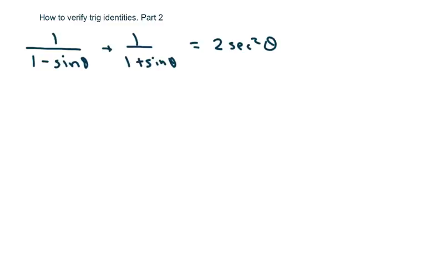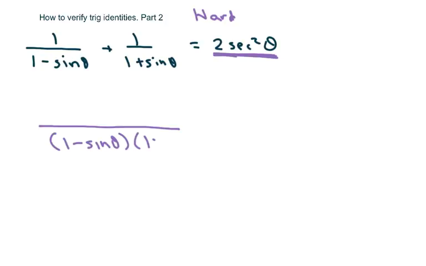On this set that we have, we really want to look at our end. It doesn't automatically happen like the easier ones we did. These would be considered a little bit harder. So the first thing I'm going to do is find my common denominator, which is 1 minus sine of theta times 1 plus sine of theta.